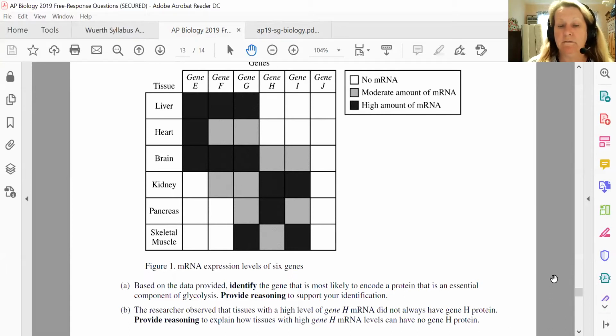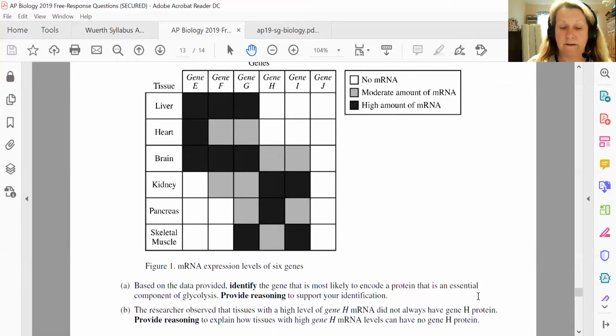So we're looking for a gene that is expressed in all cells, if it's a gene for glycolysis. And that would be gene G, because it's the only one that's expressed in all cells. And your reasoning is that glycolysis is a necessary process for life. It's found in all living cells, so it has to be gene G.